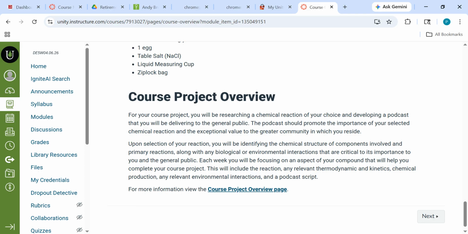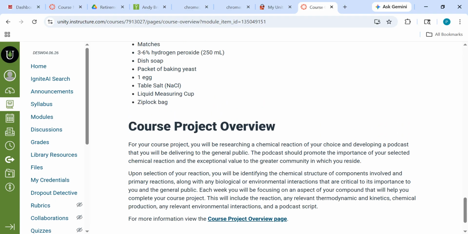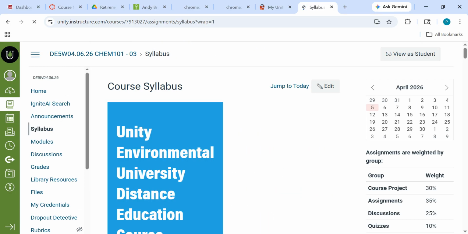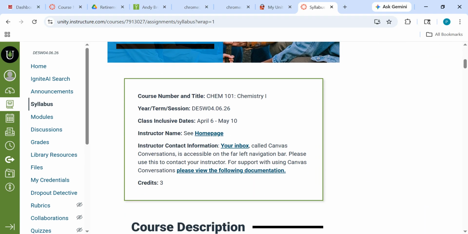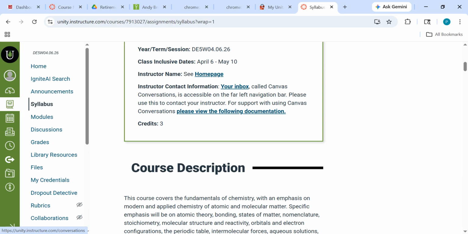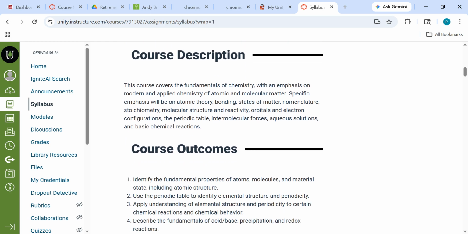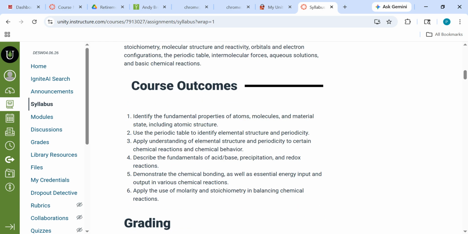We're going to have a project for this course. You probably want to open this right away and check out what the project is about. If I go back here to the syllabus, I'm going to see the same things. Here the course will be from April 6th to May 10th. The homepage of the course is here. Inbox if you want to contact me. The course is 3 units, and the description of the course is here.